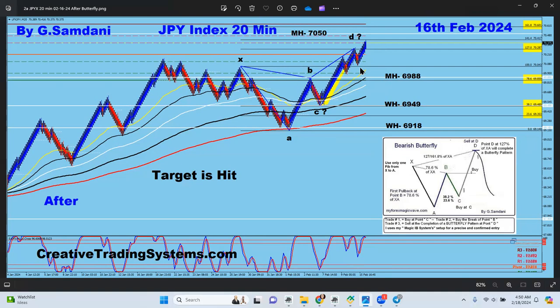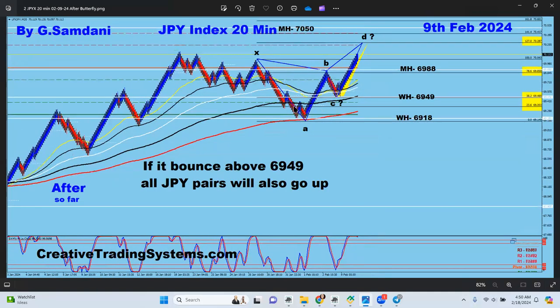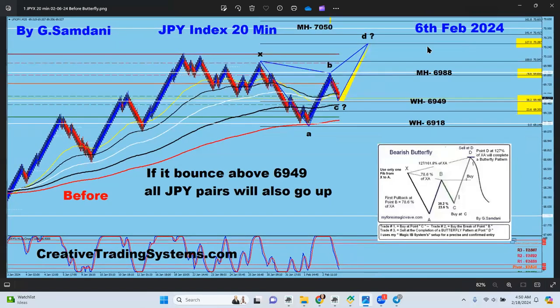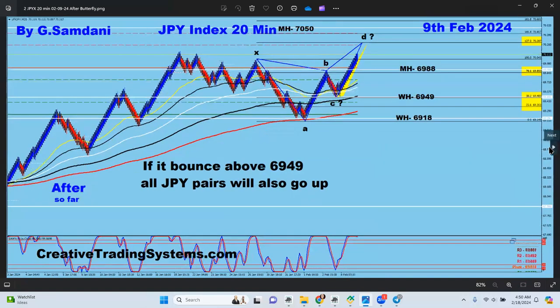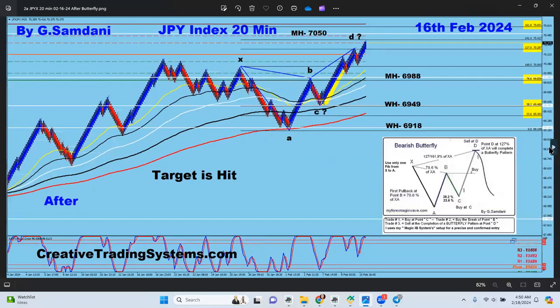Now going from here to here, you see, I made this chart here, not this one, right? I made it on the 6th, February 6th. So from there on, how many trades do I have for yen pairs? You see, all yen pairs will also go up. That's what I said. If this thing is going to go from here to here, all yen pairs will go up, all long. So let's take a look at how many long trades I had after this.